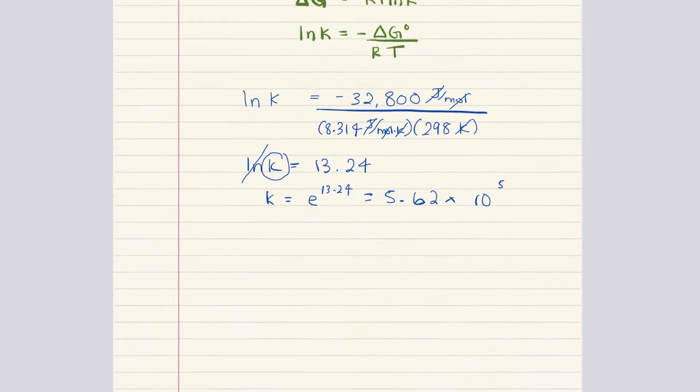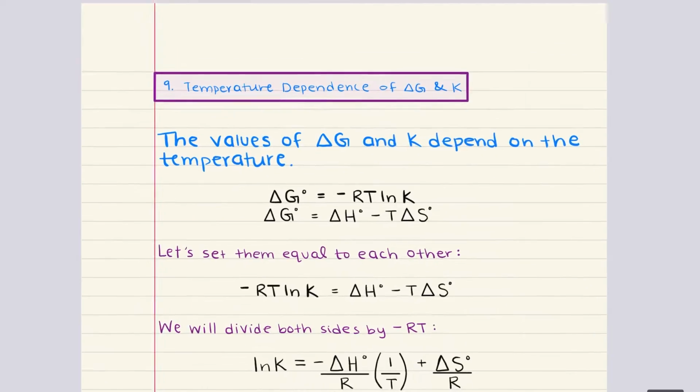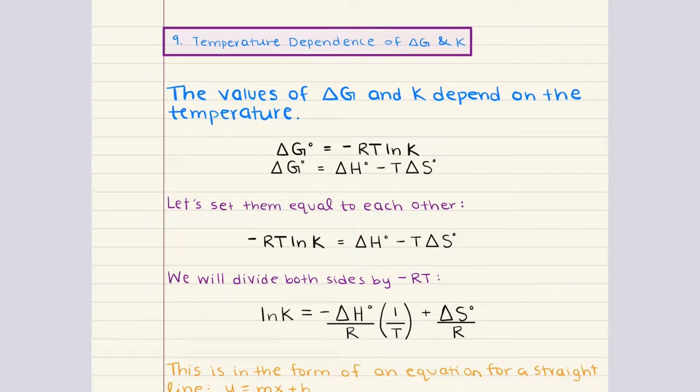Now we can move into our last and final objective. In our study of Gibbs free energy and equilibrium, an important consideration is how temperature affects both delta G and the equilibrium constant. The values of these quantities are not fixed. They depend on the temperature. So understanding this relationship allows us to predict how reactions shift under different thermal conditions.